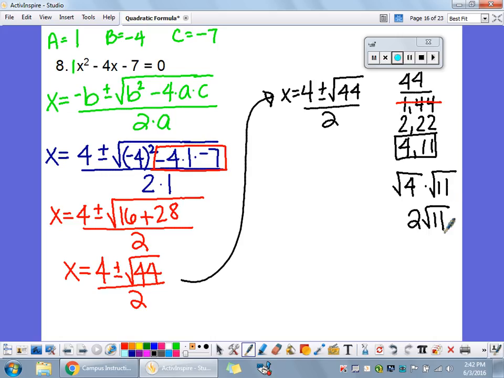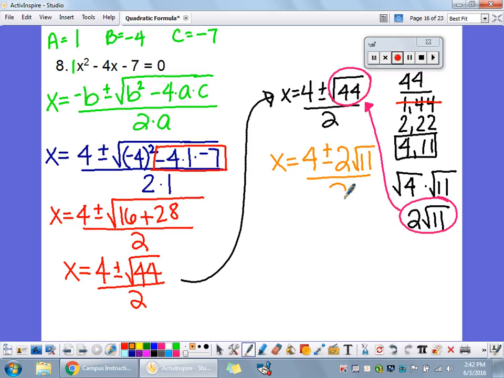So all we're going to do is we're going to take this out, and we're going to put this in its place. So since these two things are equivalent, we can replace that. So we're going to get x equals 4 plus or minus 2 root 11 over 2.